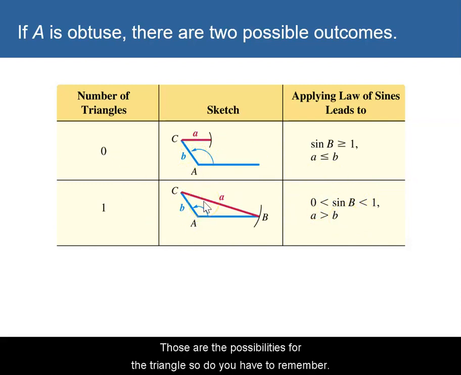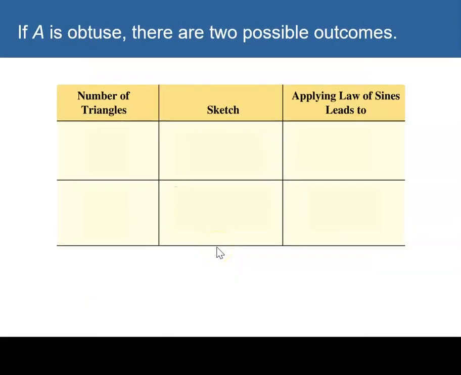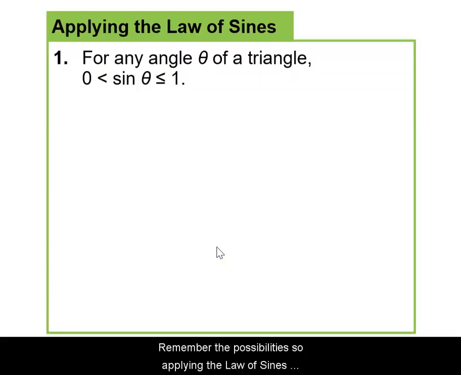So do you have to remember this? I mean, no, right? I wouldn't say so, but just being aware of the types of triangles that can be made is important, right? So just remember the possibilities.